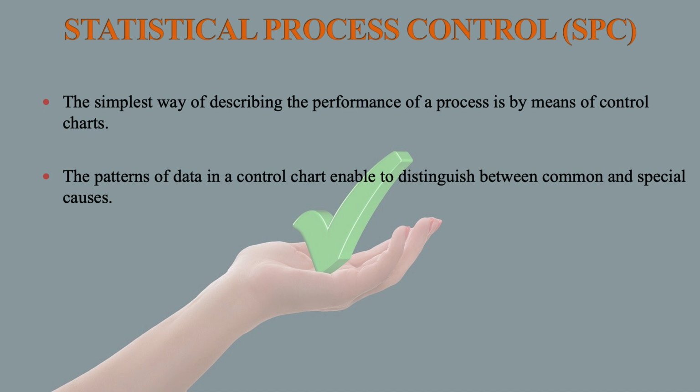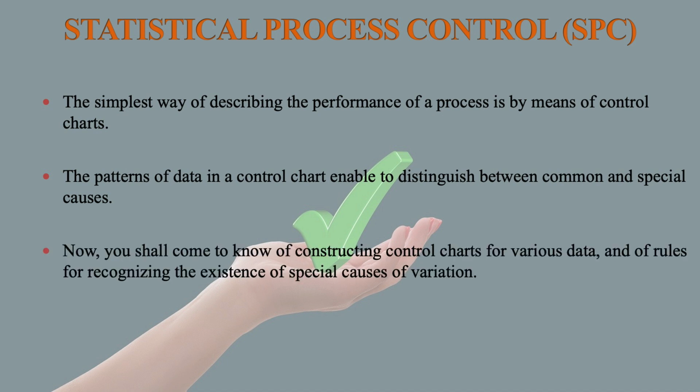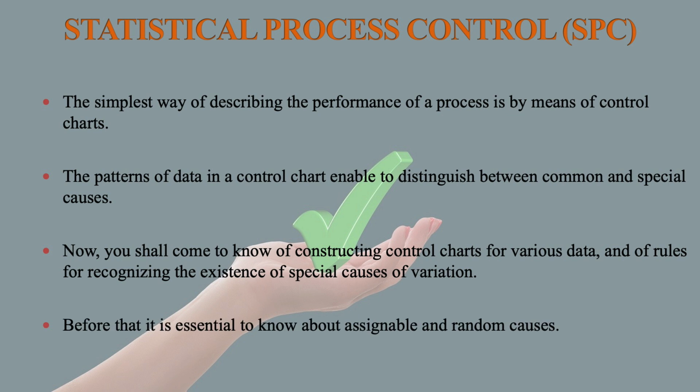The pattern of data in a control chart enables us to distinguish between common and special causes. Now you will come to know of constructing control charts for various data and of rules for recognizing the existence of special causes of variation. Before that, it is essential to know about assignable and random causes.